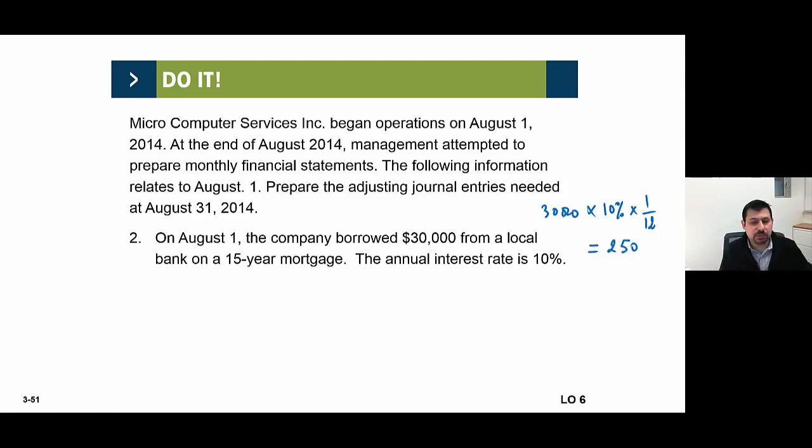So the amount of interest that has accumulated during the month of August is $250, and the adjusting entry needs to recognize $250 interest expense. So we have an increase in expenses, so we debit interest expense $250, but because the company will not pay it now, it becomes a liability. So we credit interest payable $250.